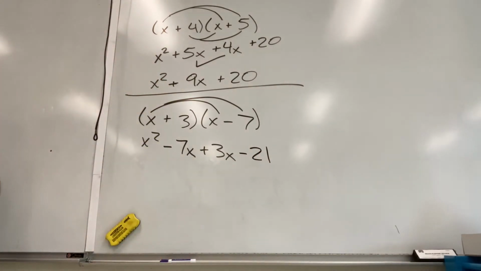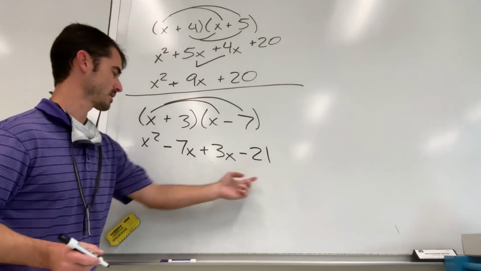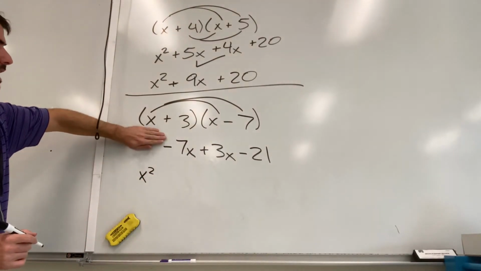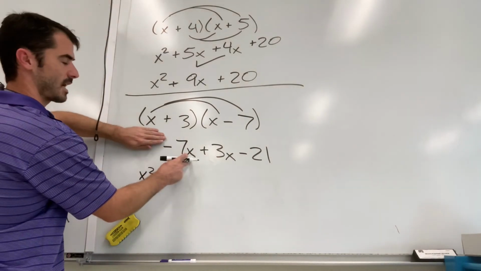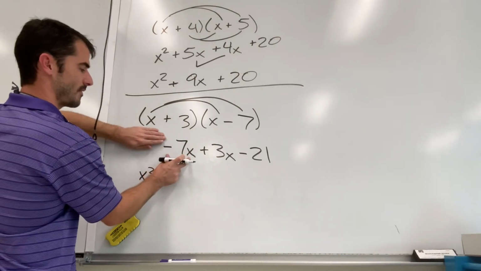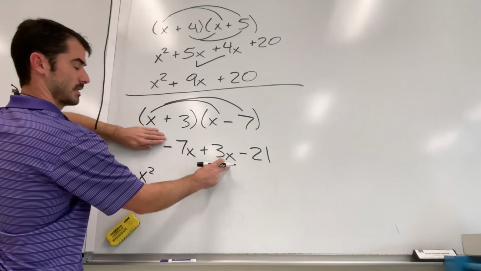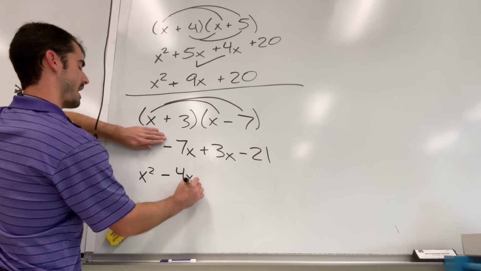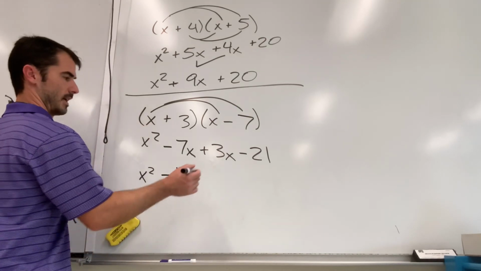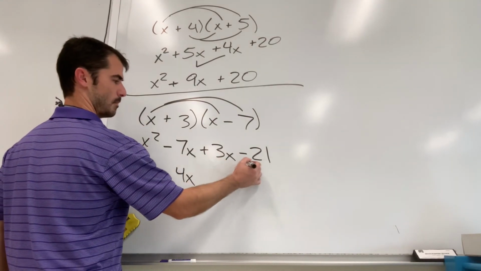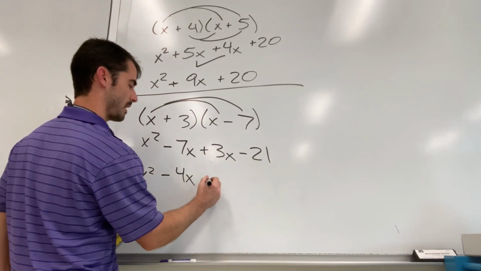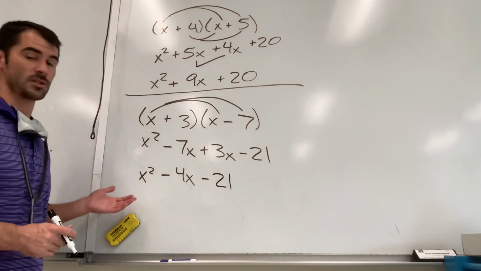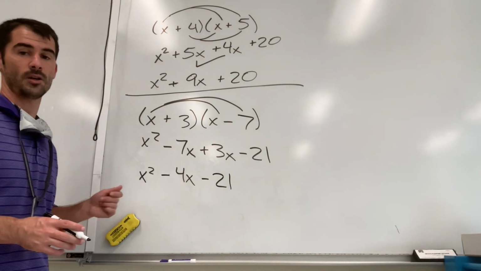All right, let's combine our like terms. X squared, no other x squareds, so bring it down. There are two ways to look at this. I'm going to cover this x squared. Now this minus 7x looks like negative 7x, and we're going to treat it that way. Negative 7x plus 3x gives us negative 4x. And then minus 21, nothing to combine it with, so we write minus 21. So that's just a real simple way of multiplying polynomials. All right?